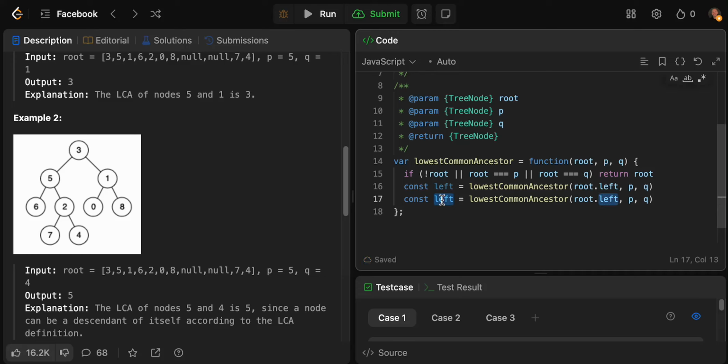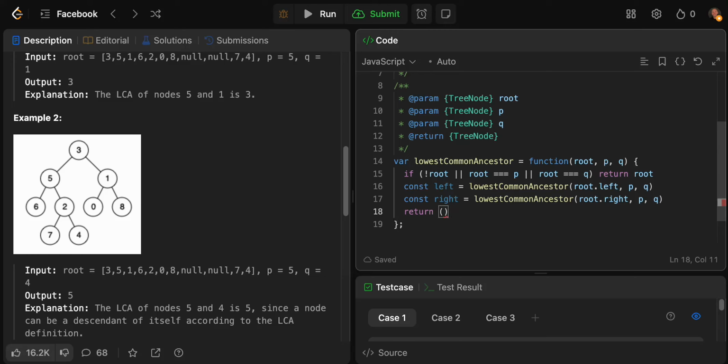Right. So basically what we're doing is we're checking the left side to see if P or Q exists, and we're also checking the right side if P or Q exists. And we're passing up the node if it does exist. So this is where the tricky part comes in. We are going to be returning a node.